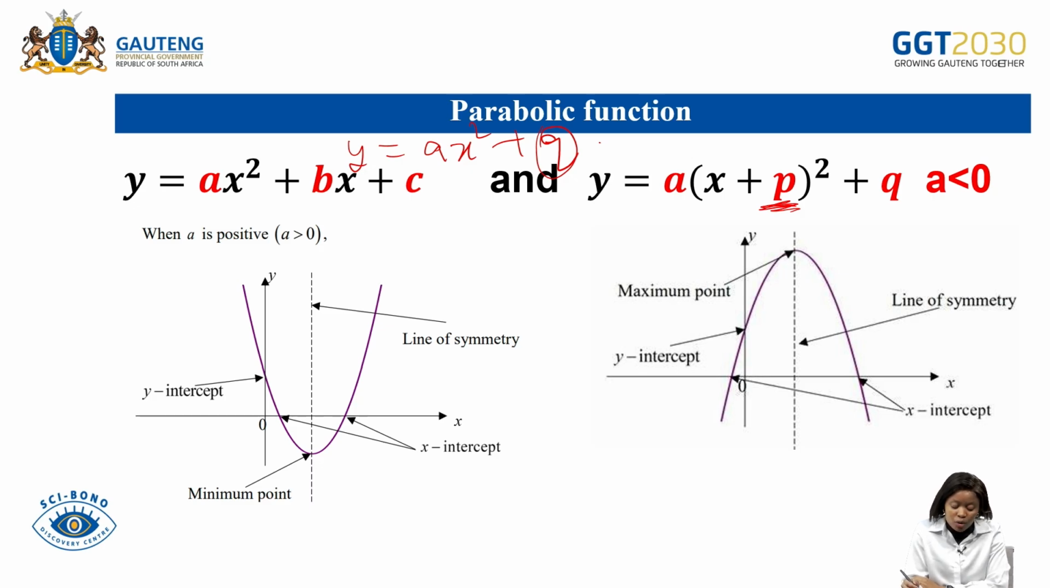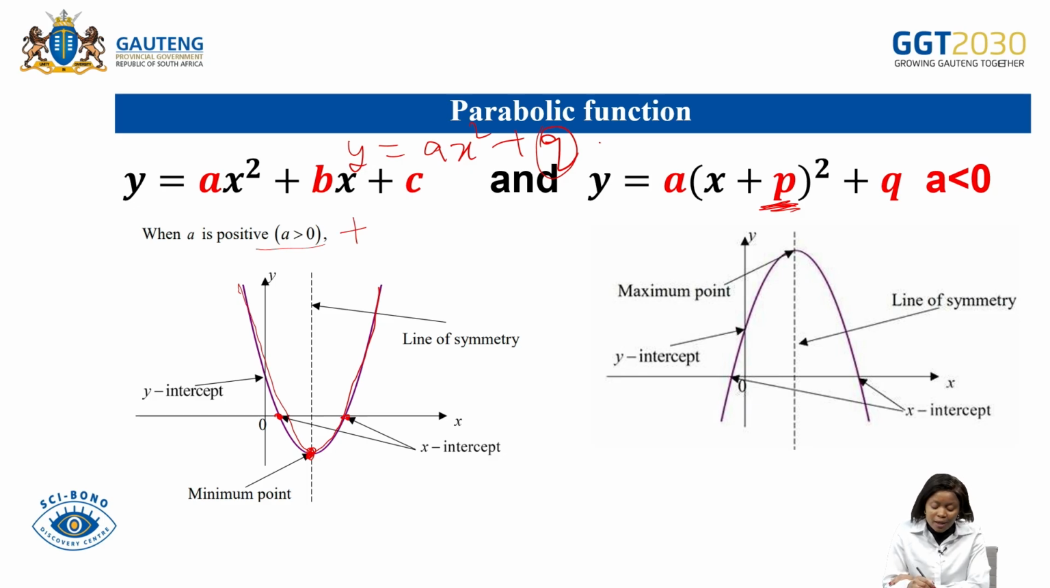Okay, so if your graph has an a which is greater than 0, remember a determines the shape of the graph. So if your a is greater than 0, or if your a is positive, your graph is going to concave up, or it's going to have that smiley shape, right? Okay, so in your parabolic function, you have the x-intercepts, which are those points that are on the x-axis. And also, you have the minimum point if your a is greater than 0, right? Because your graph is going to concave up and form that minimum value there.